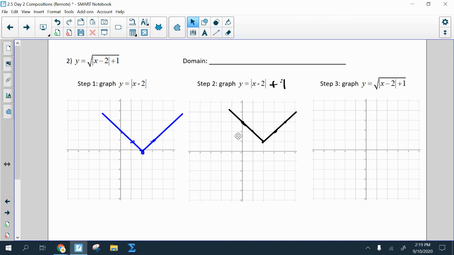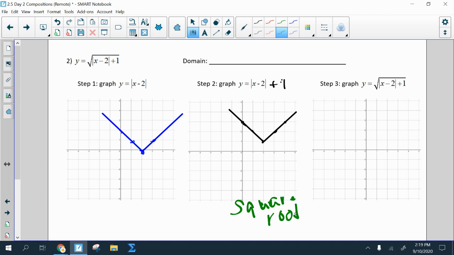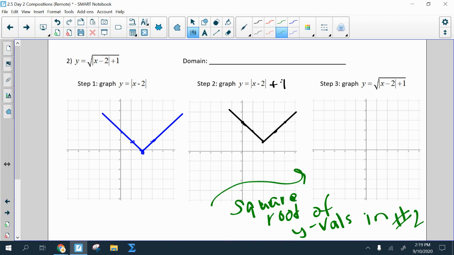Okay, so then here's where people tend to get a little confused and worried because they're confused on what their next thing is they're supposed to do. Basically what you're doing to go from step 2 to step 3 is you are taking the square root of the y values in step 2. For instance, I have this point.